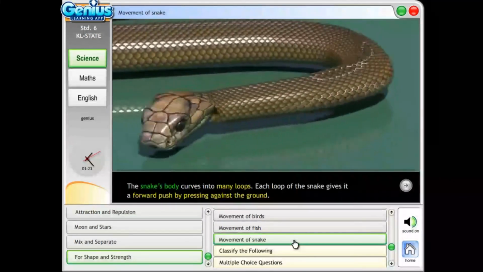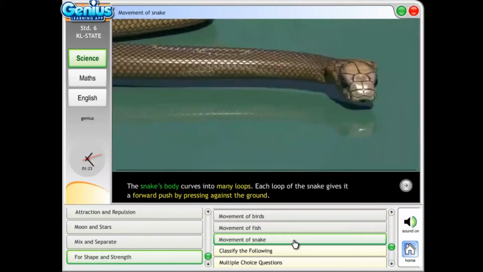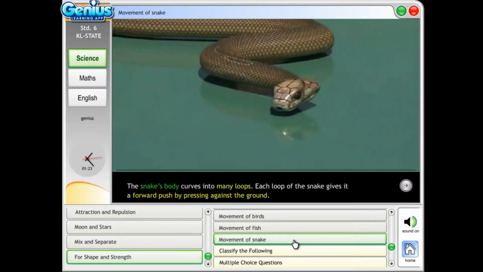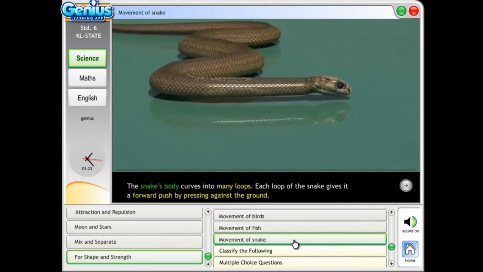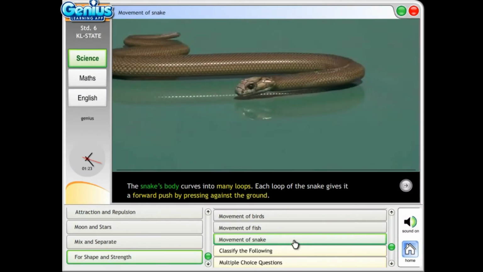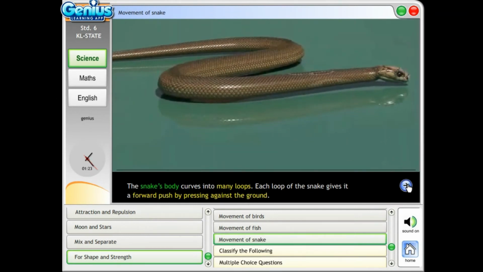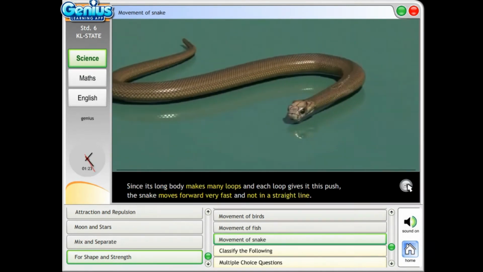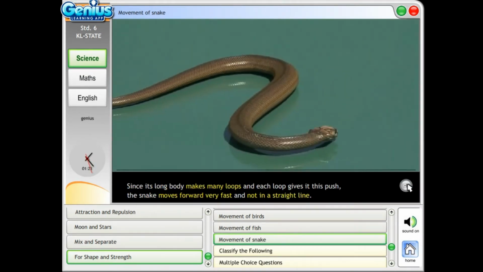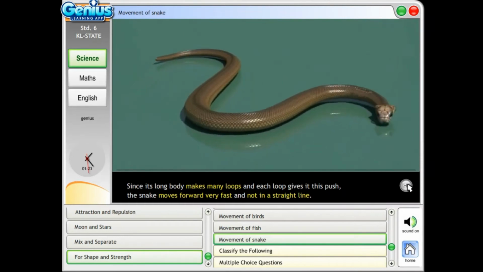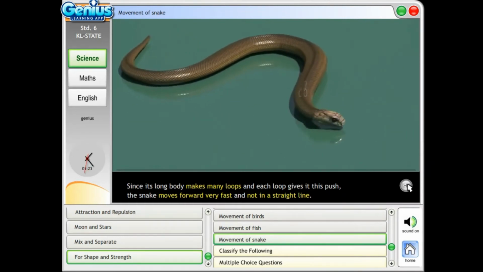Movement of snake. The snake's body curves into many loops. Each loop of the snake gives it a forward push by pressing against the ground. Since its long body makes many loops and each loop gives it this push, the snake moves forward very fast and not in a straight line.